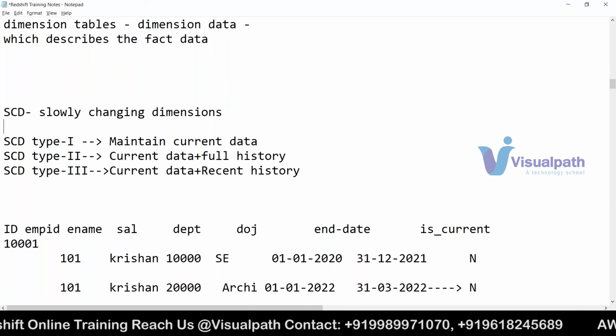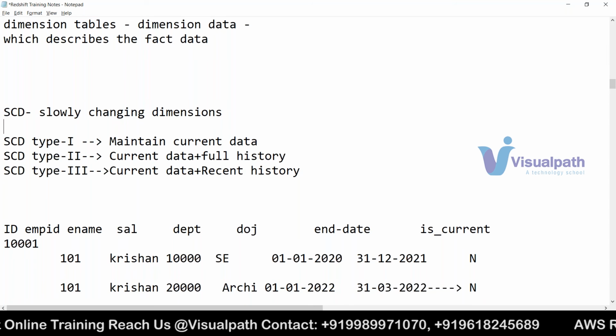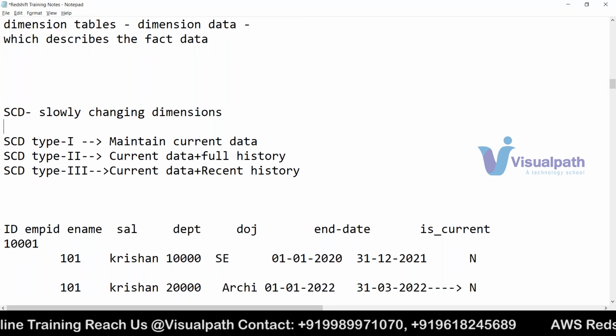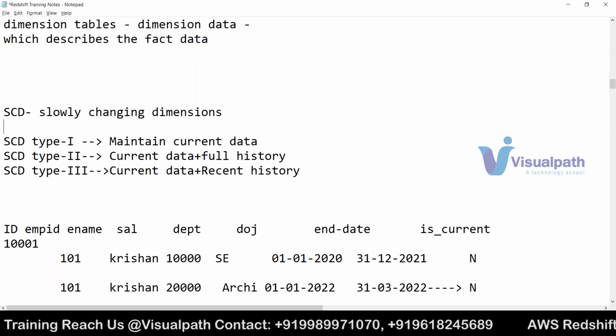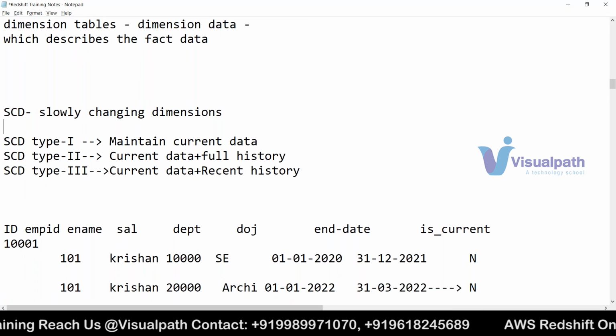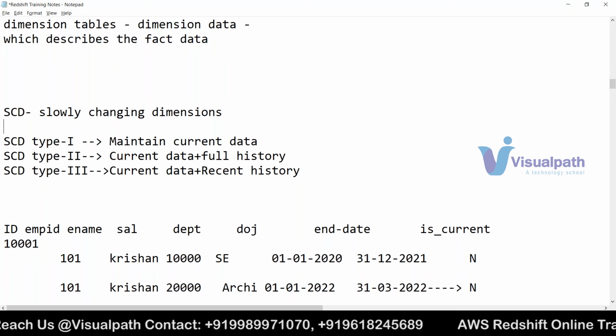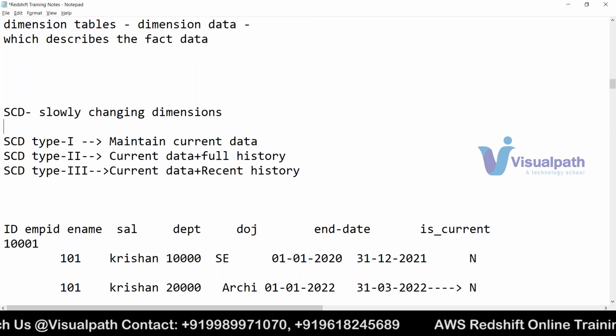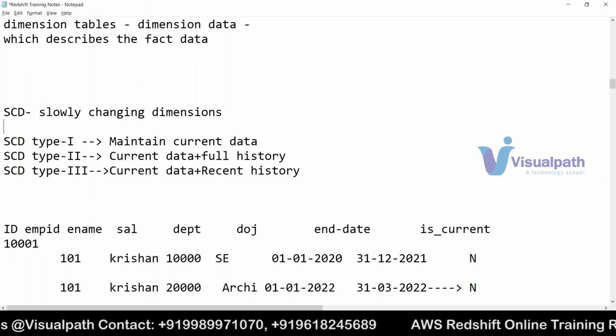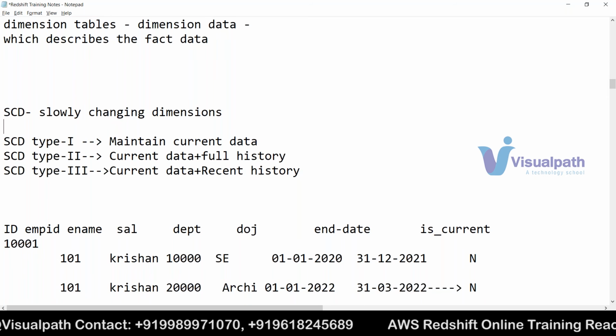Sometimes they'll ask what is SCD. Immediately you should know he is asking about slowly changing dimension, and you should say slowly changing dimension. What are the different types? That is the next question. They are mainly three types: slowly changing dimensions type 1, type 2, and type 3. What is SCD type 1?